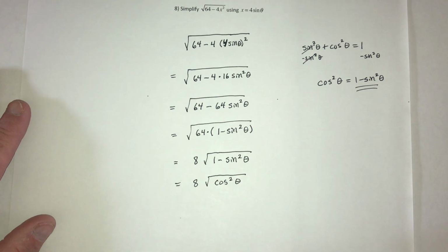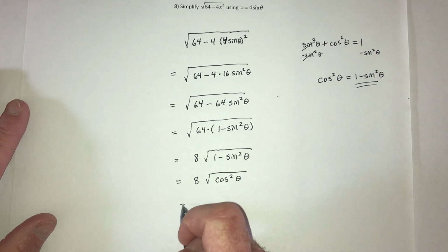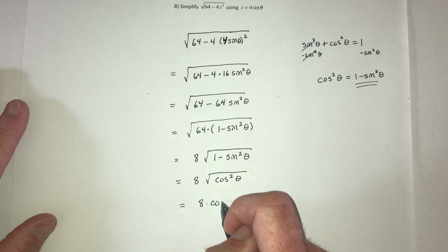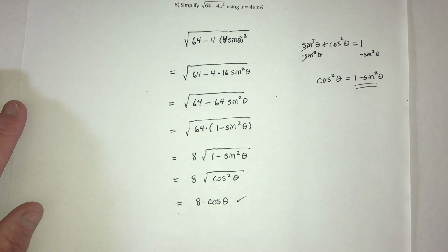So after I replace the 1 minus sine squared with cosine squared, this square root and this square can cancel each other out, and it simplifies to just be 8 times cosine of theta. And that is as simplified as it can be.